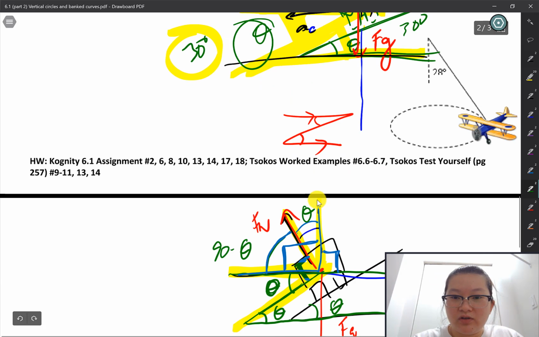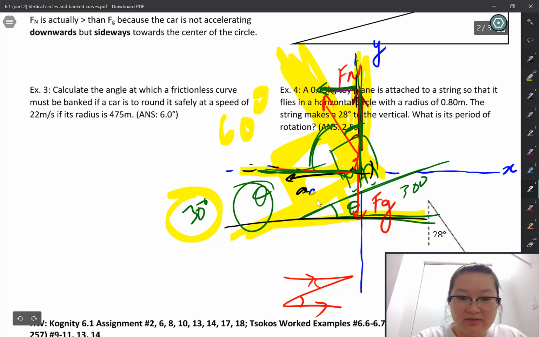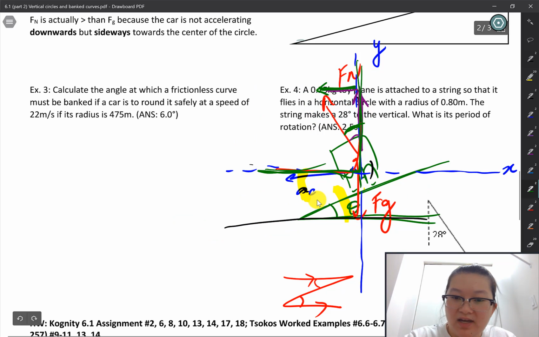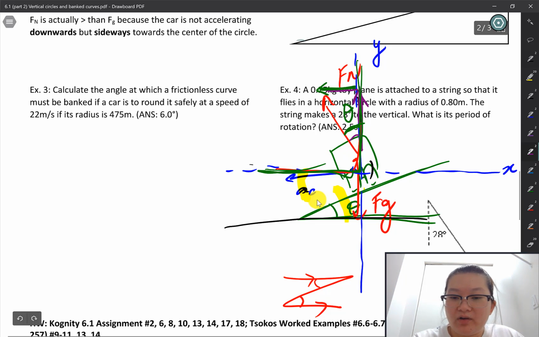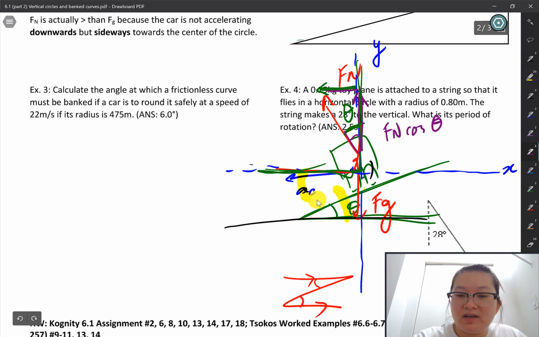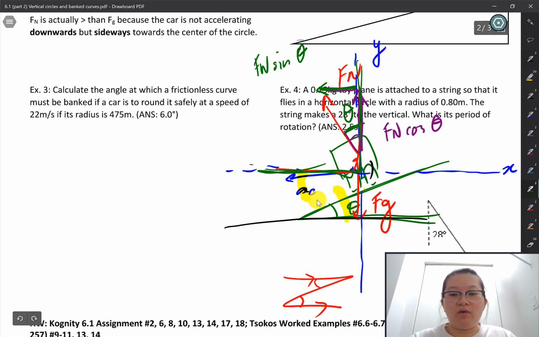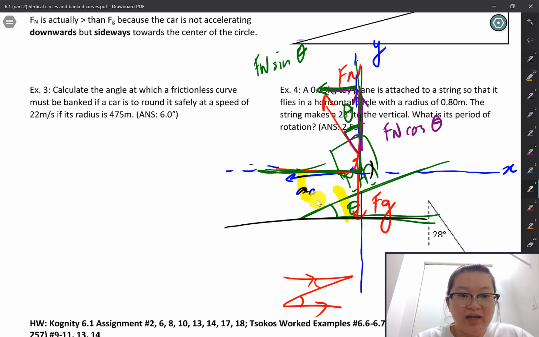So let's go back to our original ugly drawing, which I'm going to erase a lot of. Based off of this diagram, we know that this angle here is theta. So when we resolve our Fn into its vectors, this one over here is Fn cosine theta, and the horizontal component of Fn towards the center of the circle is Fn sine theta. So that's the horizontal vector over there.